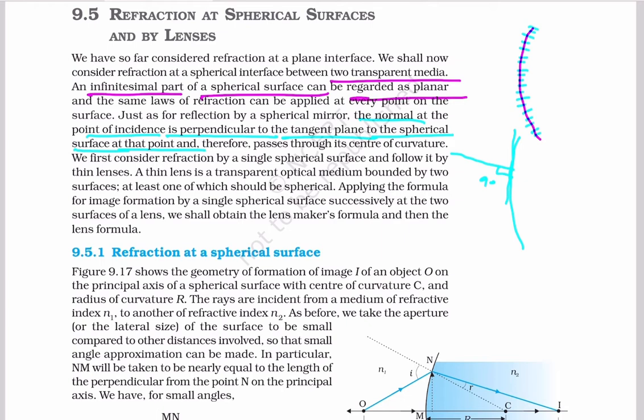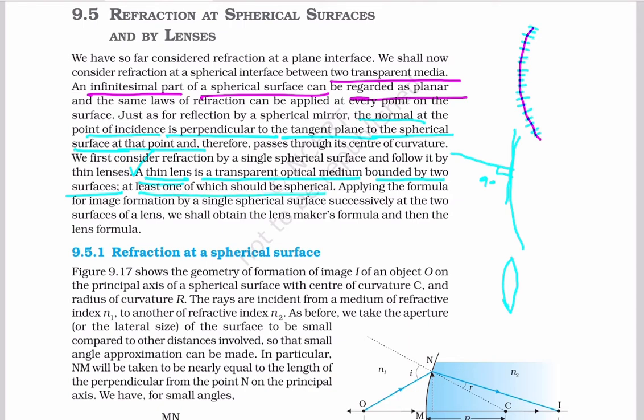So we first consider refraction by a single spherical surface and then follow it by thin lenses. That is, first we will learn about refraction by a single spherical surface, then we will combine it for lenses. A thin lens is a transparent optical medium. So what is a lens? We are talking here about a thin lens, that is a transparent optical medium bounded by two curved surfaces, at least one of which should be spherical.